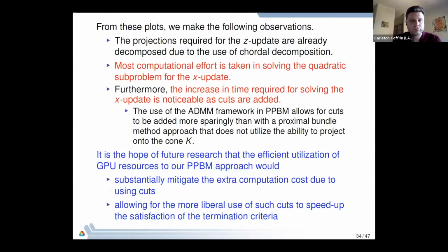So we don't add many of these cuts for that reason, but if we could add more of these cuts, we expect to get noticeably faster convergence. And that is where we would interchange the X update with another GPU-based solver.